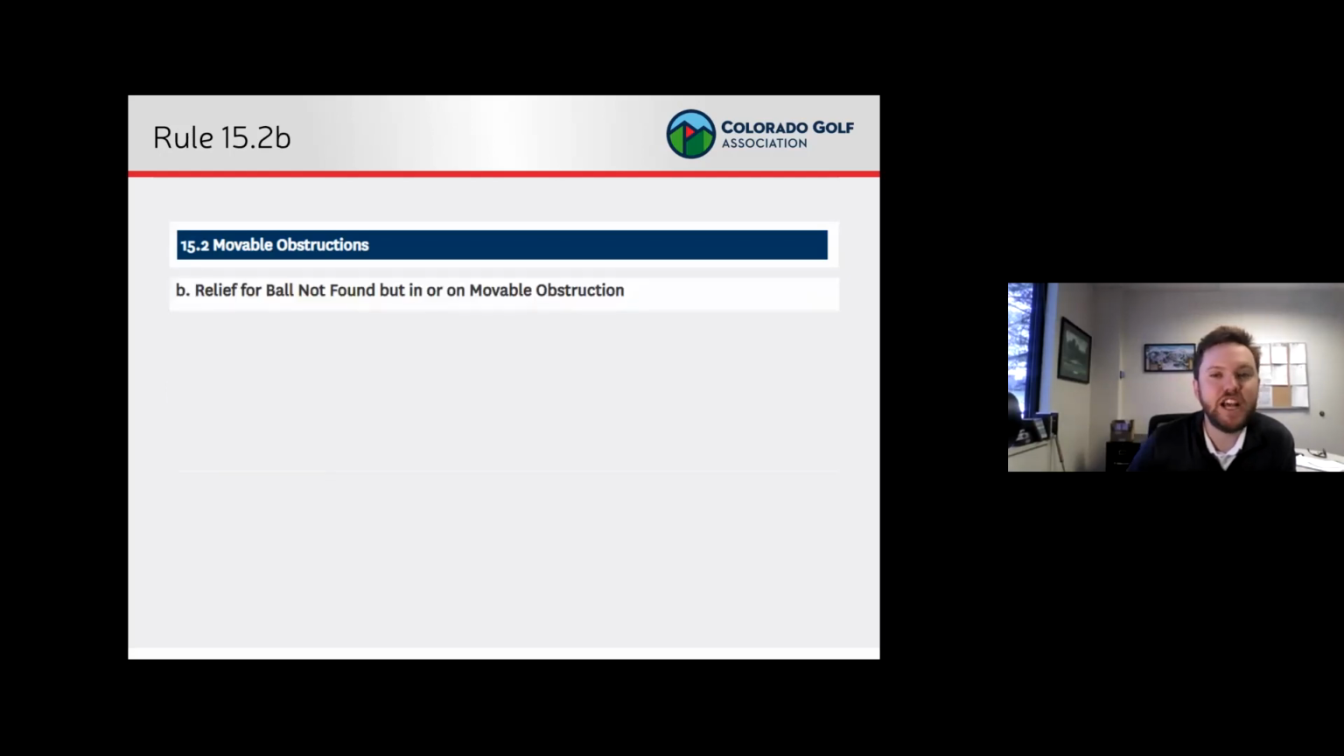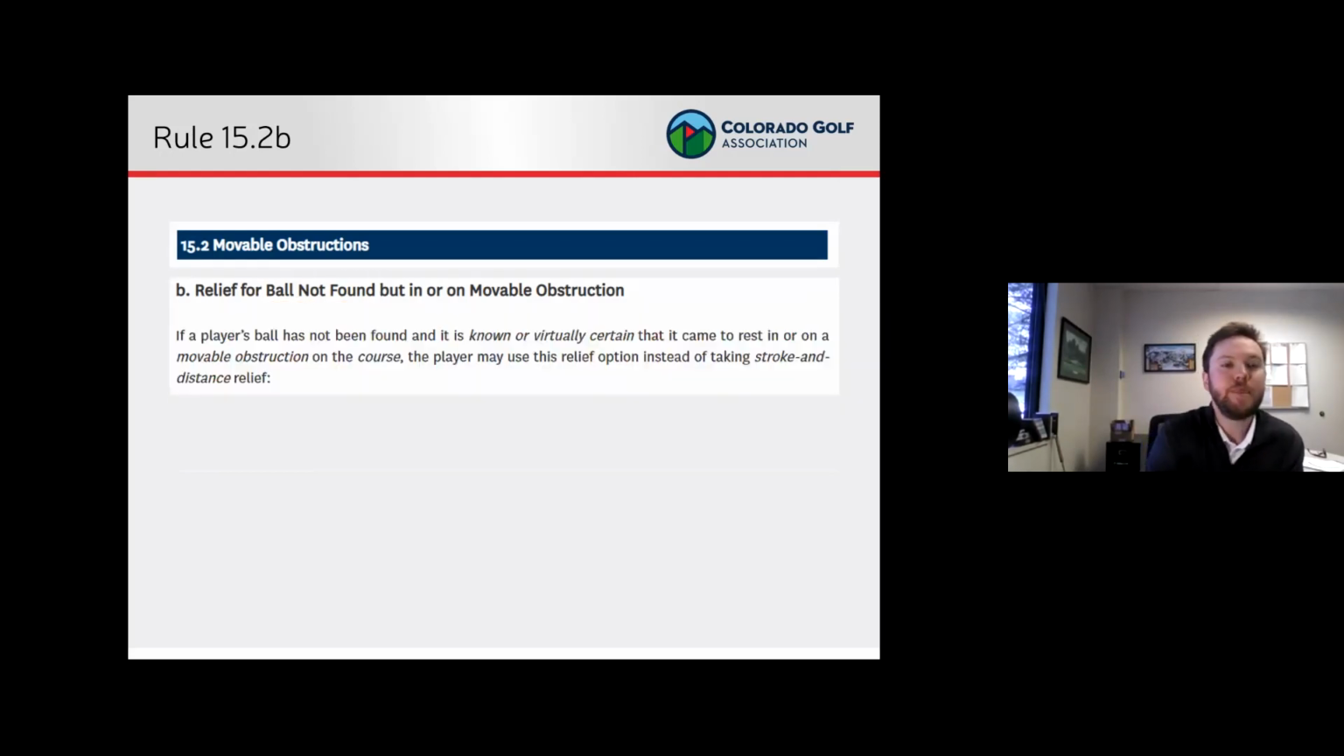All right, so in 15.2b, we're going to look at relief for ball not found, but in or on movable obstruction. Again, the key here is the ball was not found. If it's found, we just found out how to take relief. If you'd like, you can go through those procedures. This doesn't happen that much, but we're going to cover it.